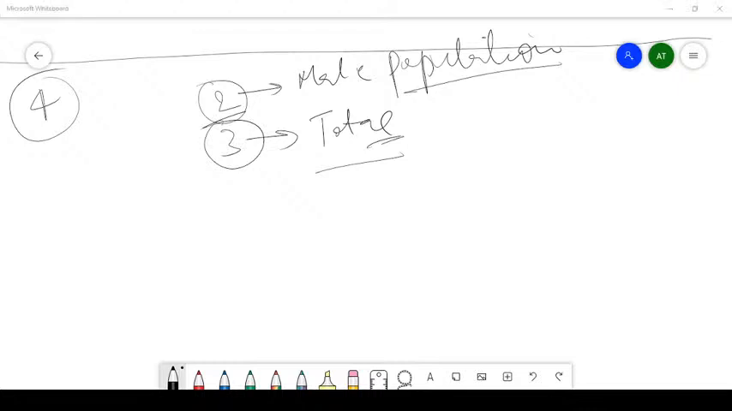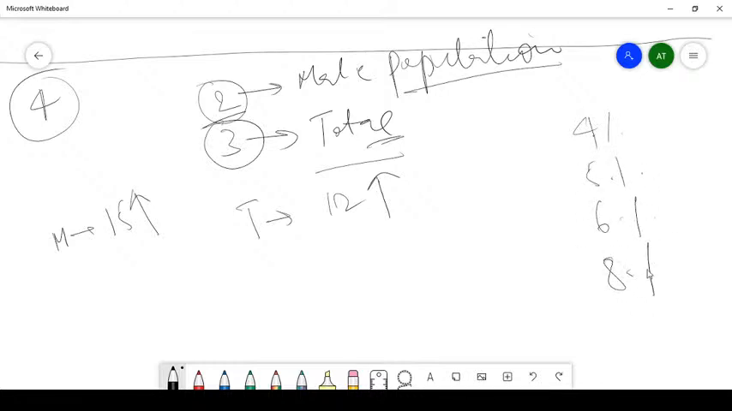And again it is saying that if the number of males increases by 15%, then the overall population of a city will also increase by 12%. Then what is the increase in the female population? The four options are 4%, 5%, 6%, and 8%.